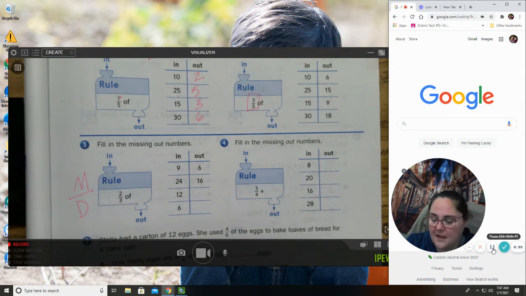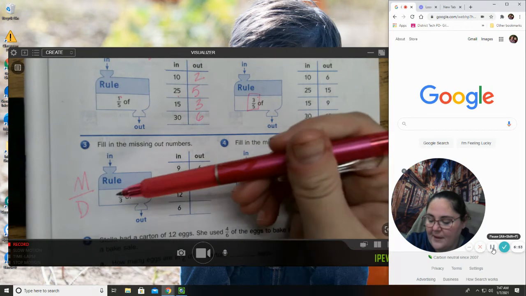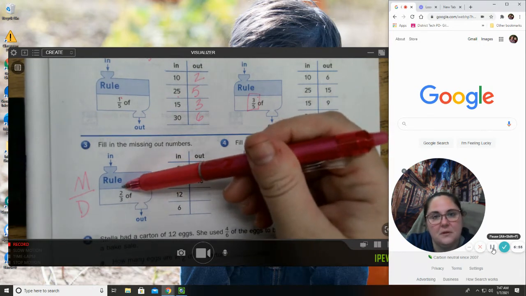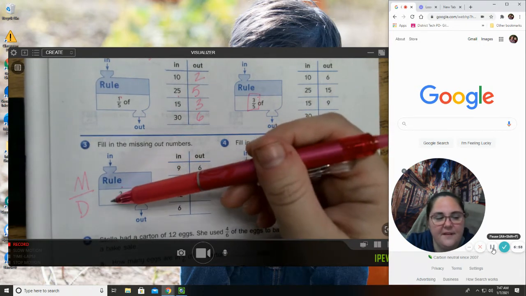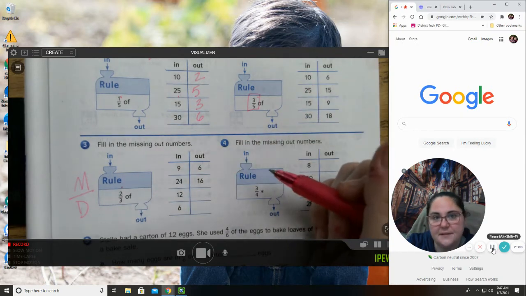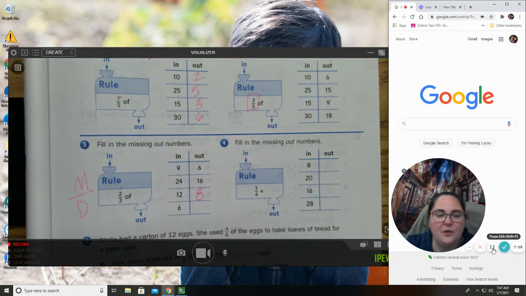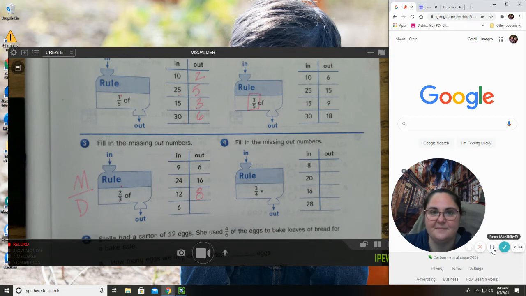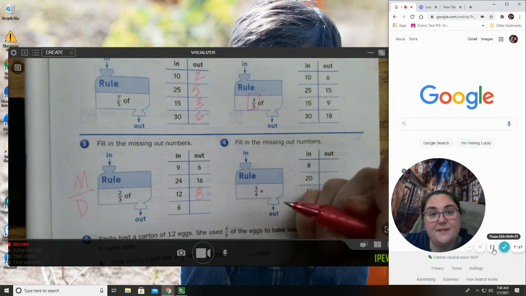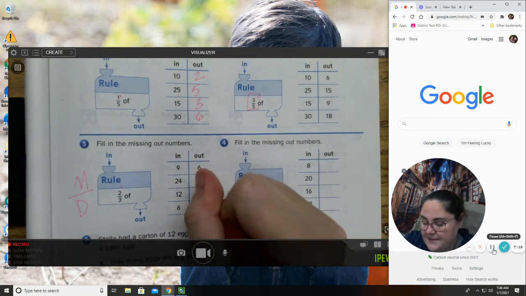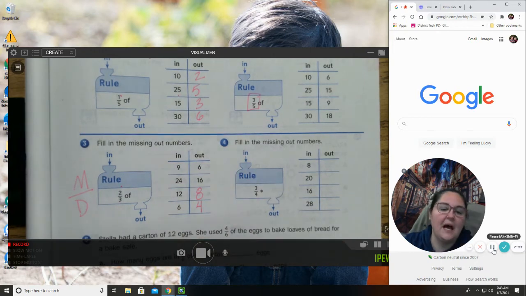Okay? Let's try the next one, 12. 12 times 2 is 24. Divided by 3 is 8. See if you can do the next one on your own. What is 2/3 of 6? Remember, multiply by the top, divide by the bottom. 6 times 2 is 12. Divided by 3 is 4. So 2/3 of 6 would be 4.